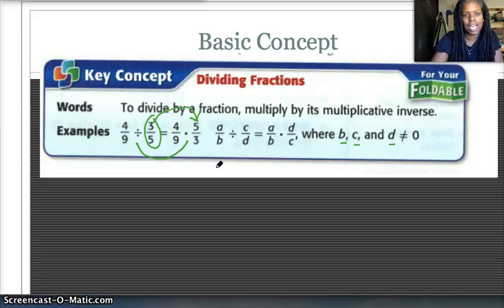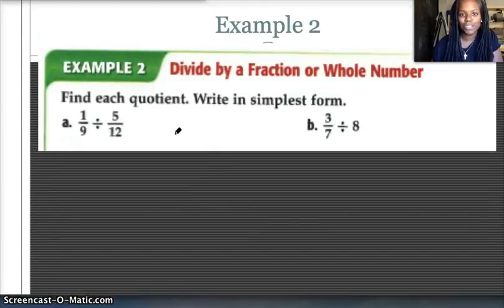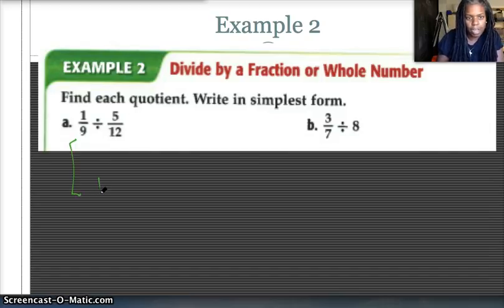So that's what this basic concept means, and we're going to move on to our example 2. Example 2 asks us to divide by a fraction or a whole number, given the situation that we have here. And we're going to just do what we got to do. So I'm going to come down here. I know that in a way this is kind of like keep, change, change. You keep this one, you change this one, and then you flip this one and change it that way.